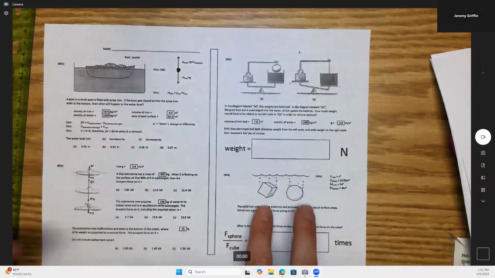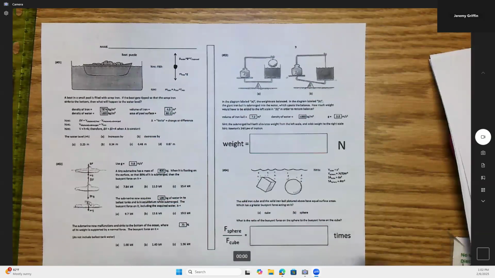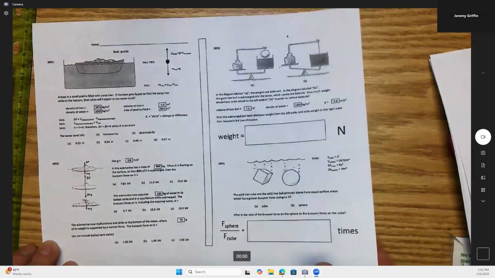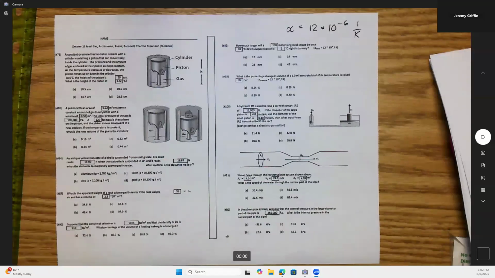Right. And they got two objects, a cube and a sphere, that have the same surface area. And what's the ratio of the buoyant forces? Right. So got some deep thinking questions on that side. So you guys have the rest of today and all of tomorrow to work on these teams, and I'll see where you guys are at the end of tomorrow on these puzzles.